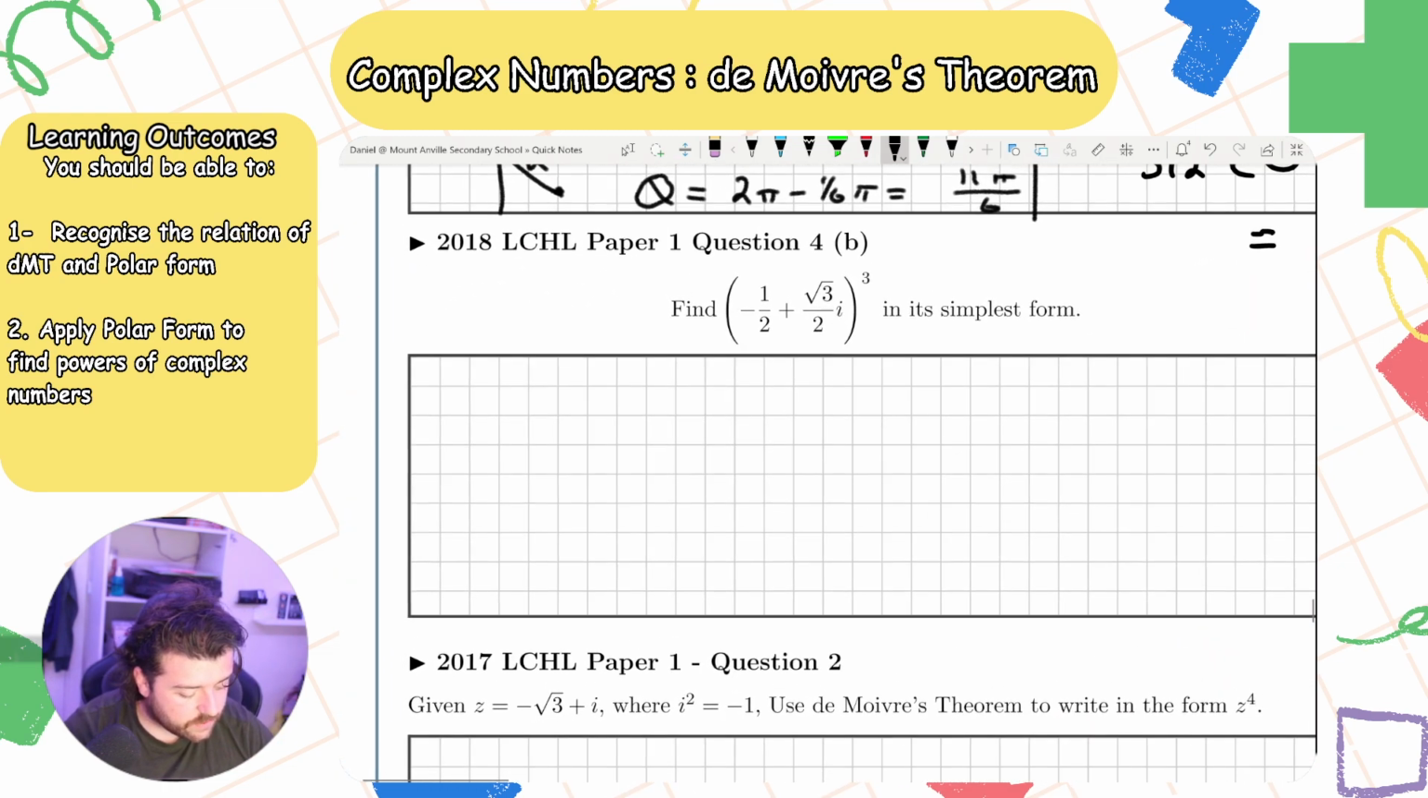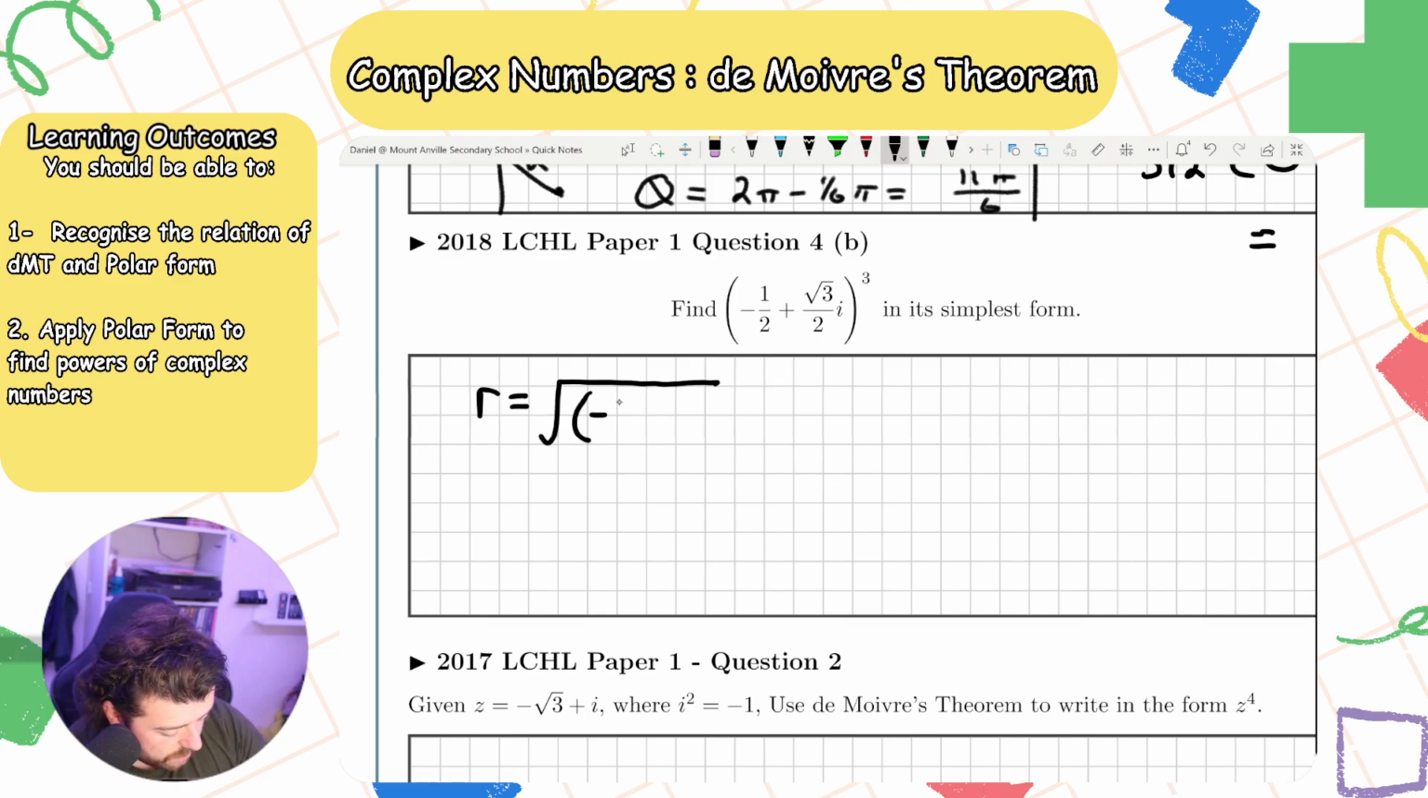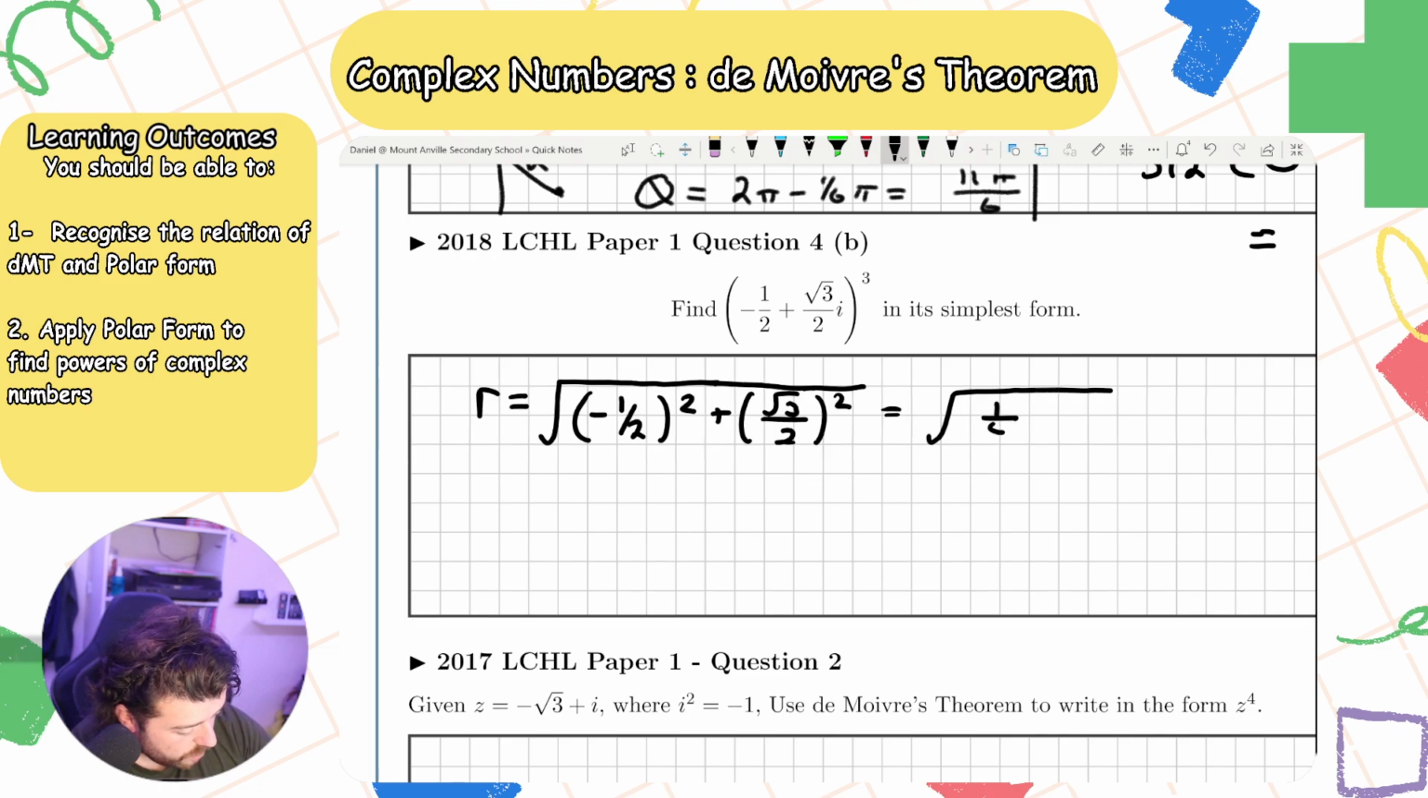Right, let's look at this one. 2018. Find this in simplest form. So it doesn't state to use De Moivre's theorem here, but we're smart, right? We're very resourceful. We know to use De Moivre's theorem. So I need to calculate my modulus and my argument. Again, modulus is equal to the square root of minus a half squared plus root 3 over 2 squared, which is equal to 1 over 4 plus 3 over 4, which is going to be equal to root 1, which is equal to 1. My modulus is equal to 1.